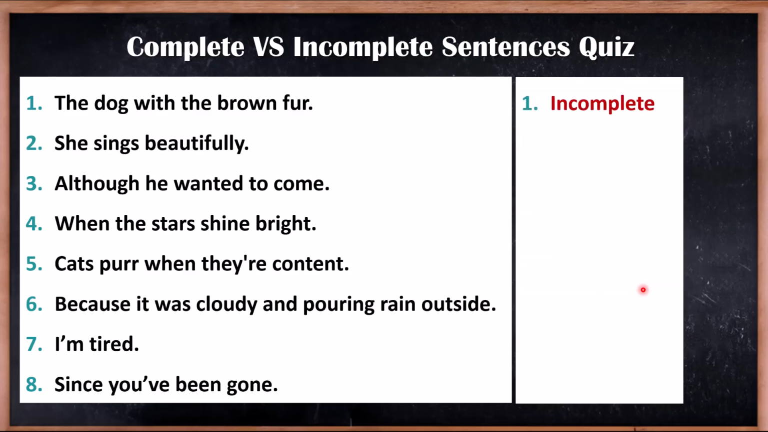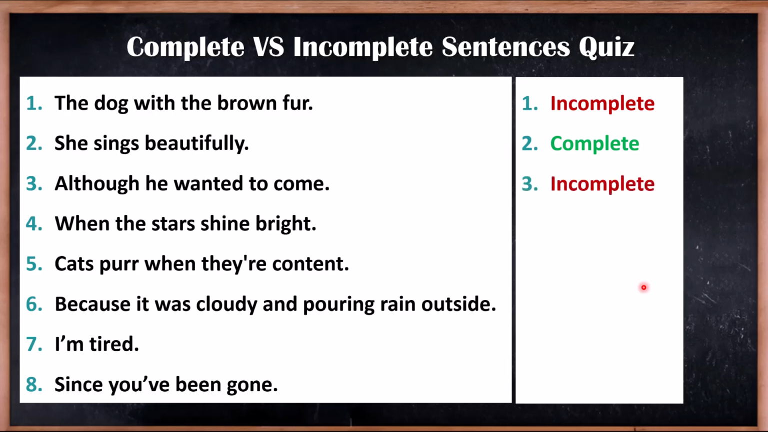Number 1 is a fragment. It is an incomplete sentence. We're missing a verb or a predicate to tell us what the dog is doing or what's happening to it. Number 2 is a complete sentence. We have a subject and a predicate.